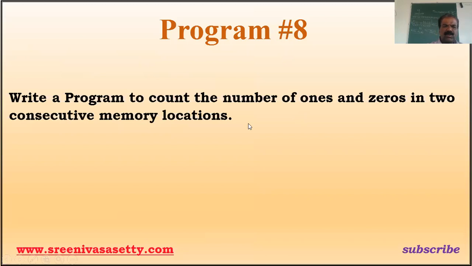Today's class, I'm going to expand this program. Write a program to count the number of ones and zeros in two consecutive memory locations. You have to write a program to count the number of ones and zeros in given data bytes, and then store those results into consecutive memory locations. So you have to take a 32-bit number. From that, you have to count how many ones and how many zeros there are, and place them into consecutive memory locations. That's the meaning of this particular program.